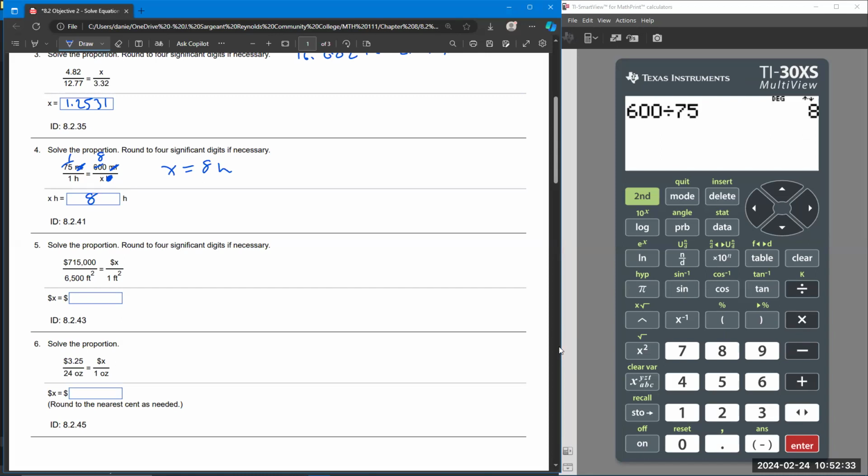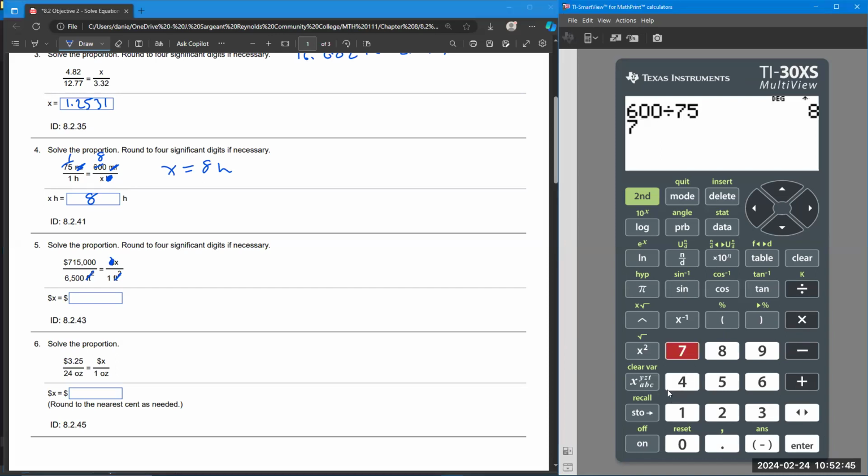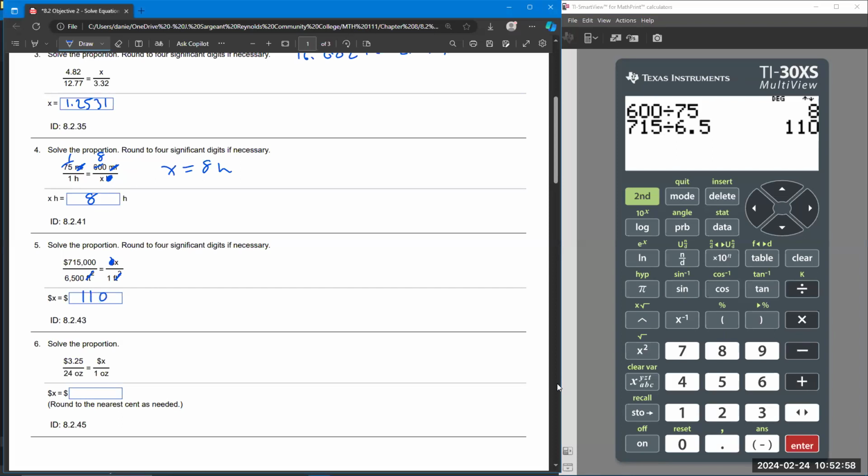Okay, square feet will cancel here, and shouldn't have written the unit over here. We're going to end up with an answer that's in dollars. 715 divided by 6.5. It's 110. So x is equal to $110. I just looked at that in thousands because the thousands were going to cancel out with each other.